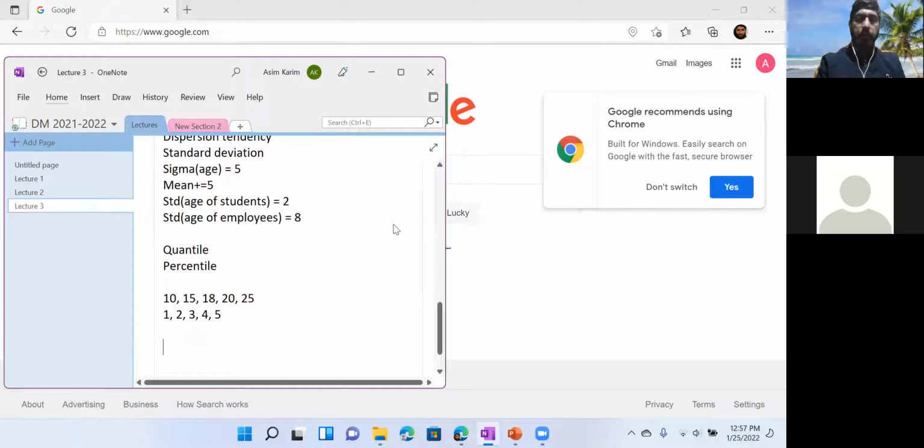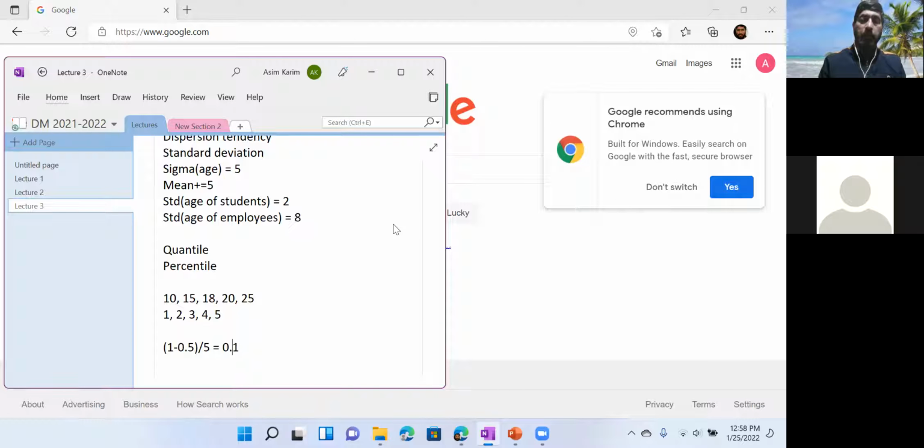If you want to find the quantile for the first rank, which is the value 10, the usual way to do that is you take the rank, which is 1, and then you minus a small number, 0.5. This is a convention. And divide by 5, where 5 is the total number of observations. So the result becomes 0.1.